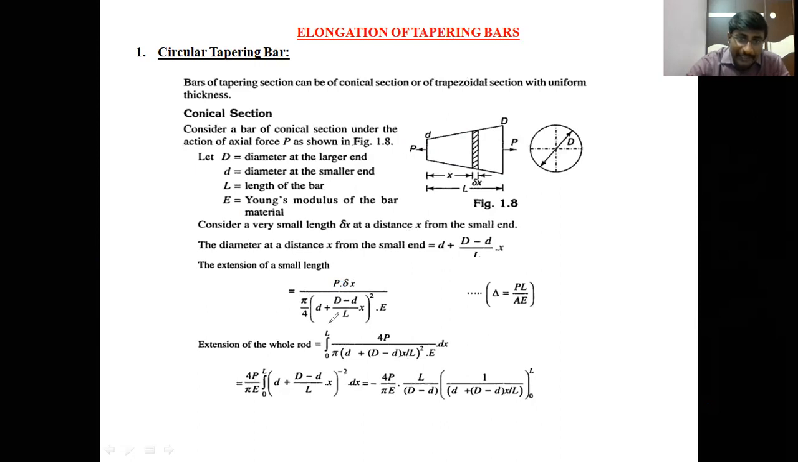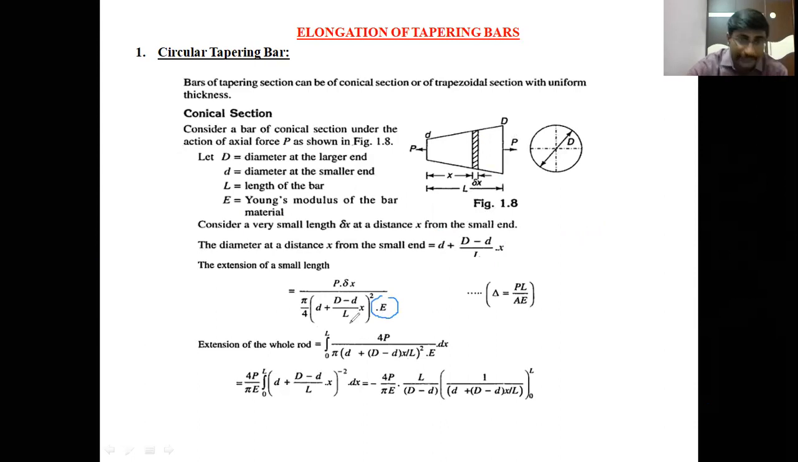What is the length L in PL by AE? Here, the length of the small strip is delta X. We substitute delta X as the length, divided by A, the area of the small strip. It is a small diameter, small d plus (capital D minus small d) by L into X. So the area is pi by 4 D squared, where D is the diameter of that small section. Then E is the Young's modulus, which is the same throughout the material.